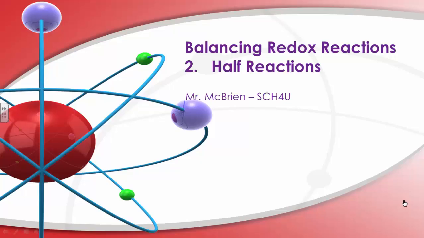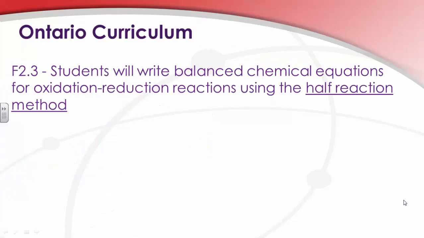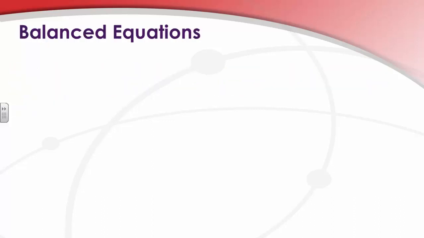Mr. McBrien. This is SCH4U, balancing redox reactions 2, half reactions. So the Ontario curriculum specifies that we need to be able to balance reactions not just using oxidation numbers, but also using a half reaction method, and we'll see how to do that today. The good news is the approaches are pretty much consistent.